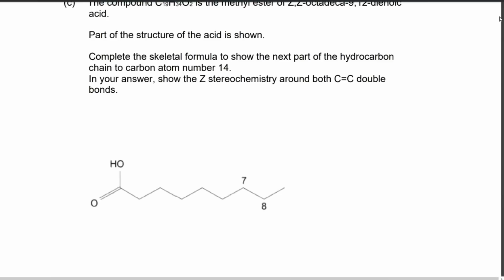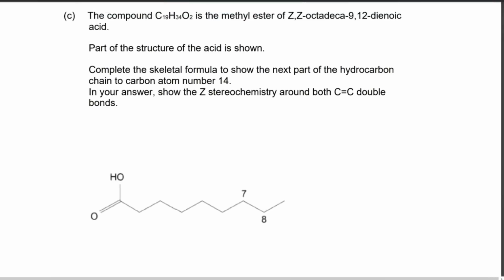So for part C, it says the compound C19H34O2 is the methyl ester of ZZ octadeca 9,12 dienoic acid. What a serious name that is. Part of the acid structure is shown. Complete the skeletal formula to show the next part of the hydrocarbon chain up to carbon number 14. In your answer, show the Z stereochemistry around both the C=C double bonds. Now that sounds very intimidating.